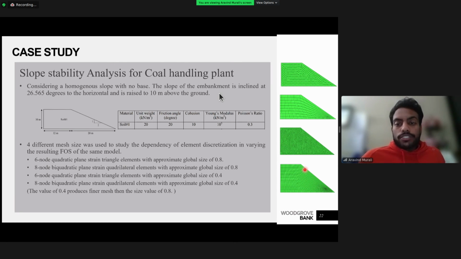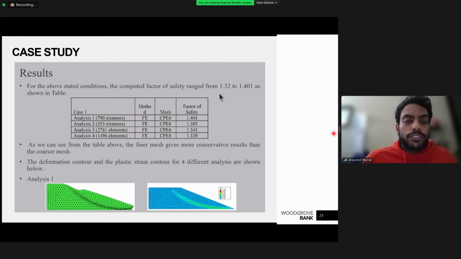The factor of safety value becomes more conservative when the mesh size is finer than a coarser one. We can see the deformation contours of four different analyses under consideration. For the first analysis, the factor of safety was revealed as 1.404. And for the second one, with the mesh size of 0.8, the factor of safety is reduced.